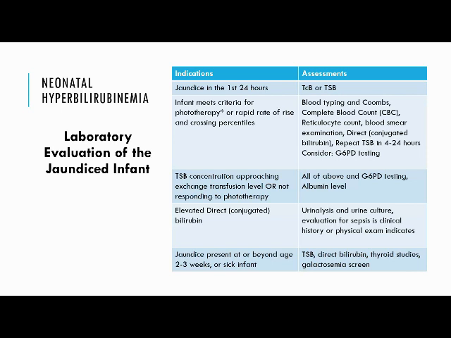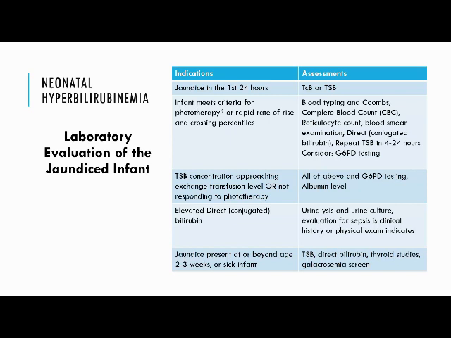If you've got an elevated direct conjugated bilirubin in the liver, we're not going to talk about this a lot, but it's mentioned a little bit, a smattering of it here and there, because it's not super common, but we see it. So if you've got a conjugated hyperbilirubinemia, then you want to do a urinalysis and a urine culture and an evaluation for sepsis if the clinical history or the physical exam indicates it.